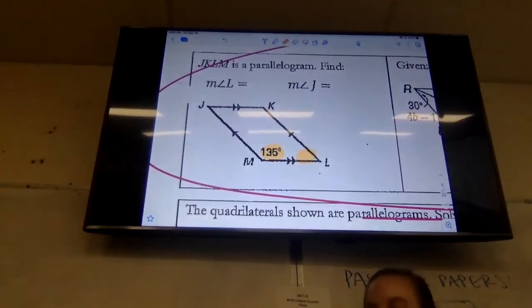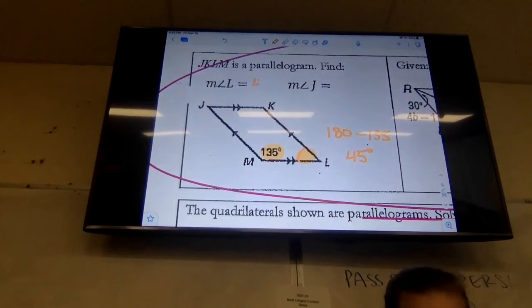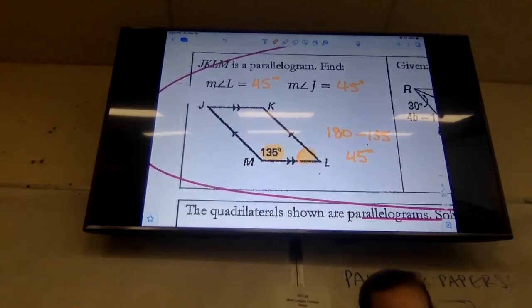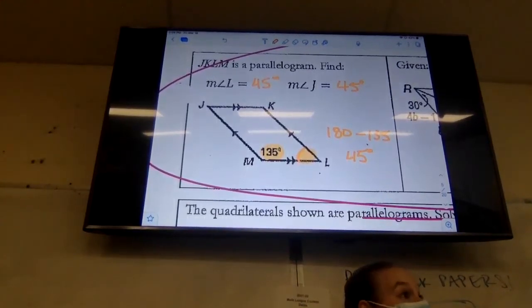Supplementary. We wouldn't say linear pair, but they're supplementary, and they'll add up to 180. So I'm going to do 180 minus 35, and so that's 45. And Lila, were you saying something a second ago? They are congruent because they're opposite angles. So J and L are congruent. So I'm going to write 45 and 45. That's it. We did it. Yay. We're going to do one more.